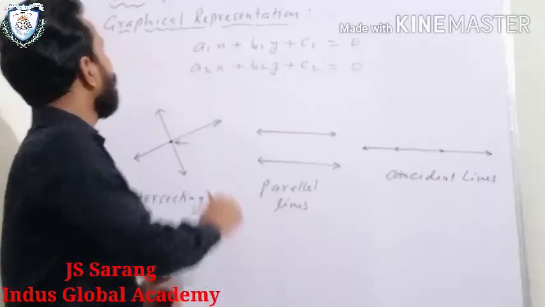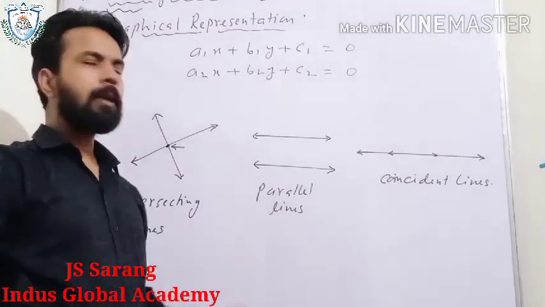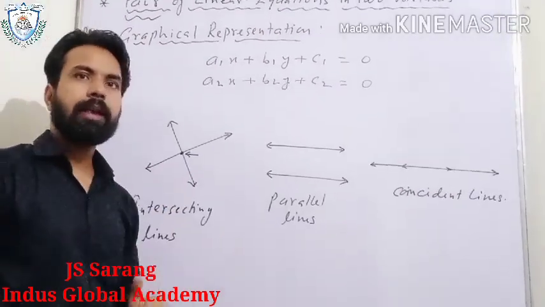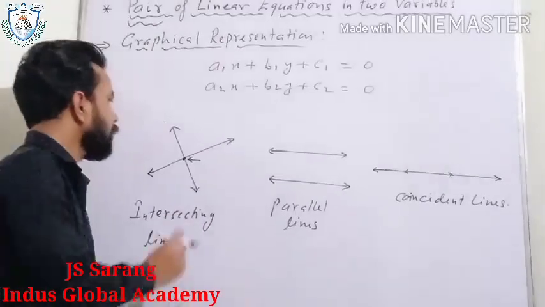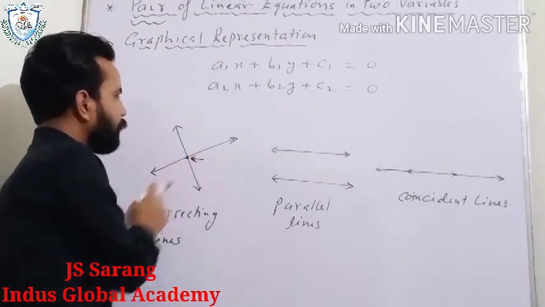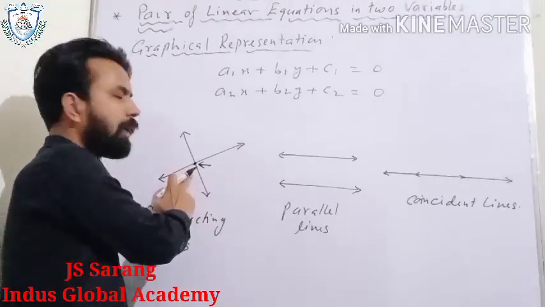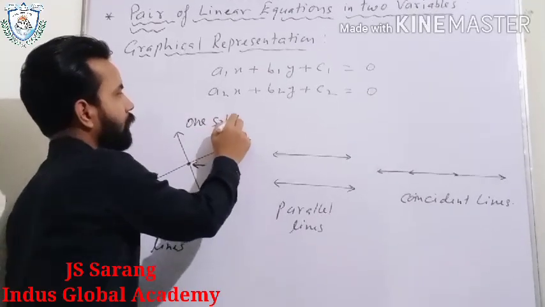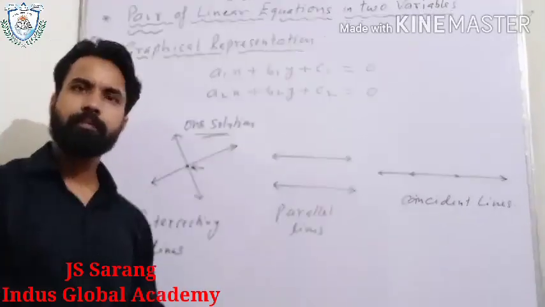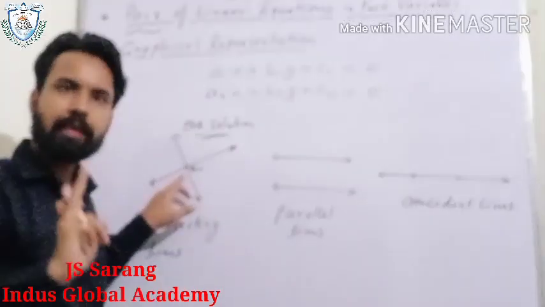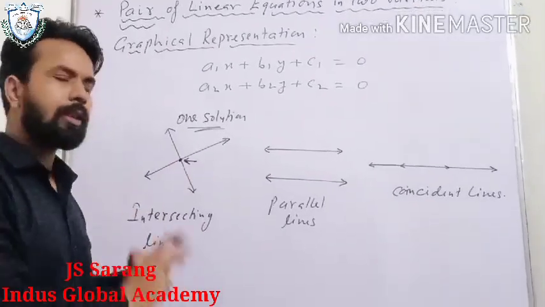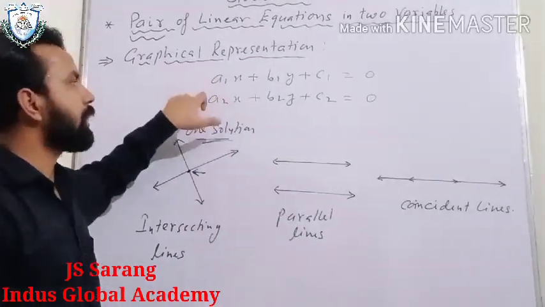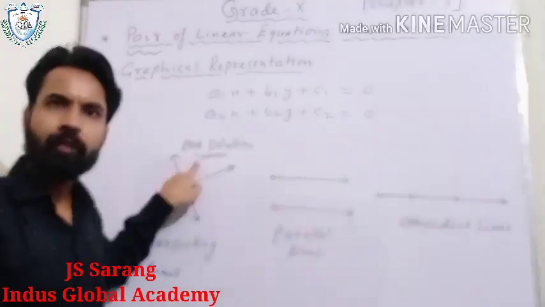Understood? So in graphical representation, we can find out the solution of the pair of linear equations in two variables by the intersecting points. So beta, how many intersecting points are in the first case? There is only one intersecting point. That means it has one solution. If two lines intersect each other at a single point, that means the pair of linear equations in two variables has one solution. Got it?